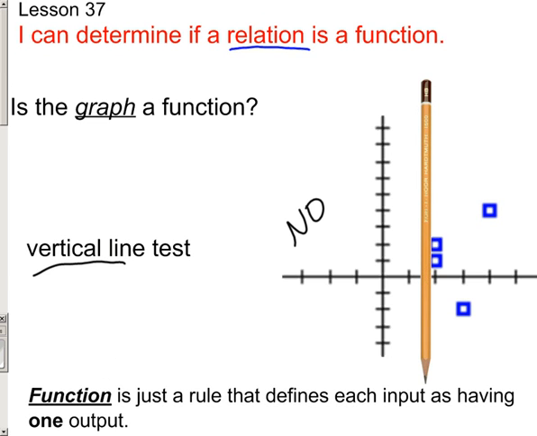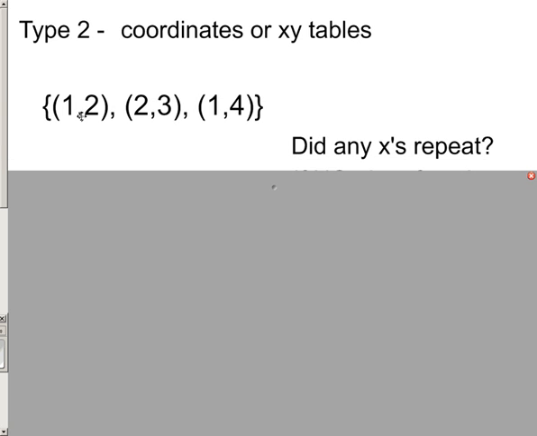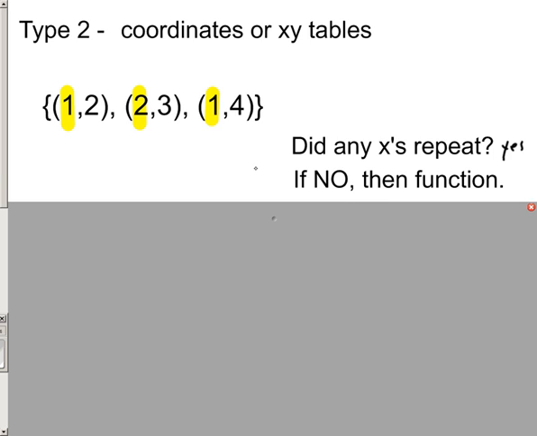Now, we also need to come over and take a look at these. What if they give you coordinates or XY tables? Like here's your ordered pairs, here's the coordinates. Well, here's the first question. Did any of our x's repeat? This is how you would handle this. The first thing you do is you scan out your x's. That's a 1, a 2, and a 1. So did any of my x's repeat? Yes. If no, it's a function. Okay, well, they did repeat.